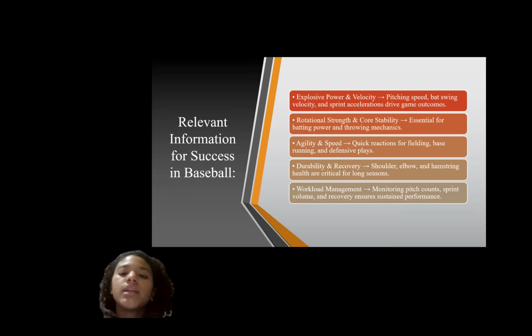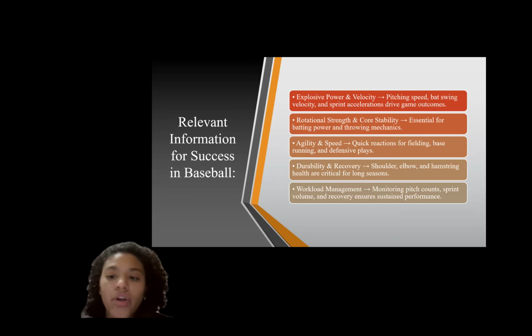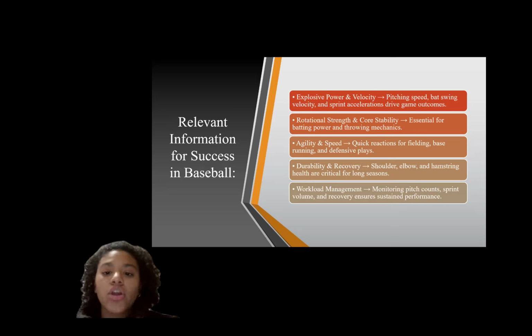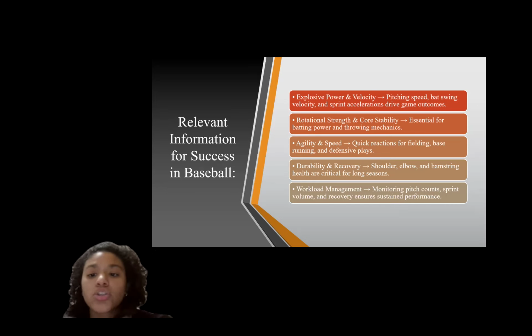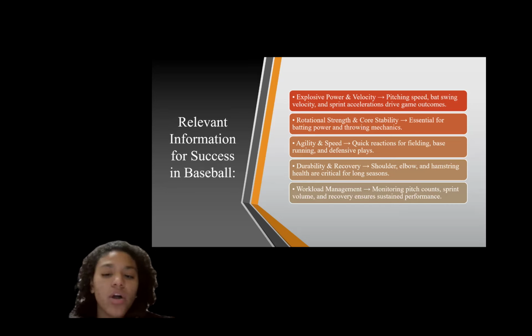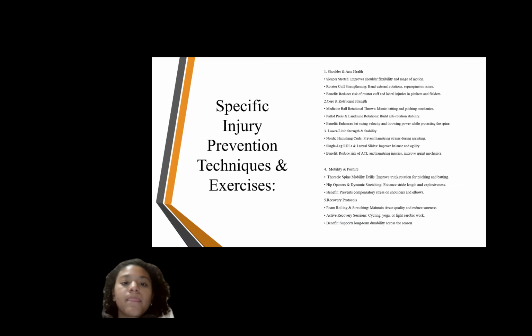Then we have durability and recovery. So shoulder, elbow, or hamstring health are critical for a long season for baseball players. And then, of course, managing their workload. So monitoring their pitch counts, sprint volumes, and recovery, ensuring sustained performance.